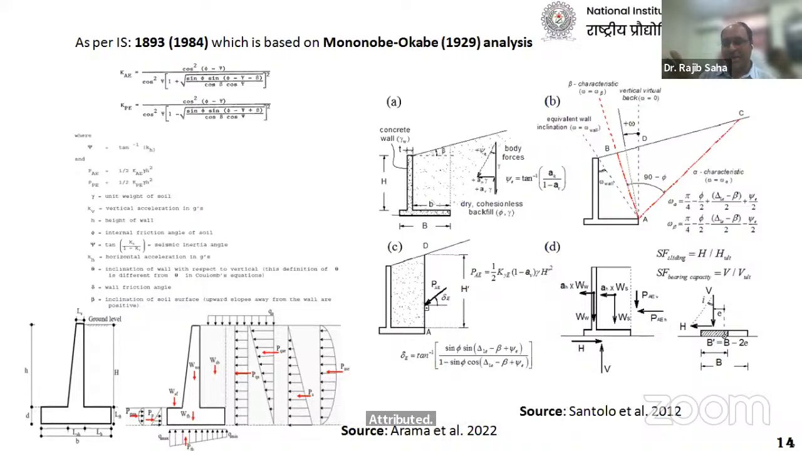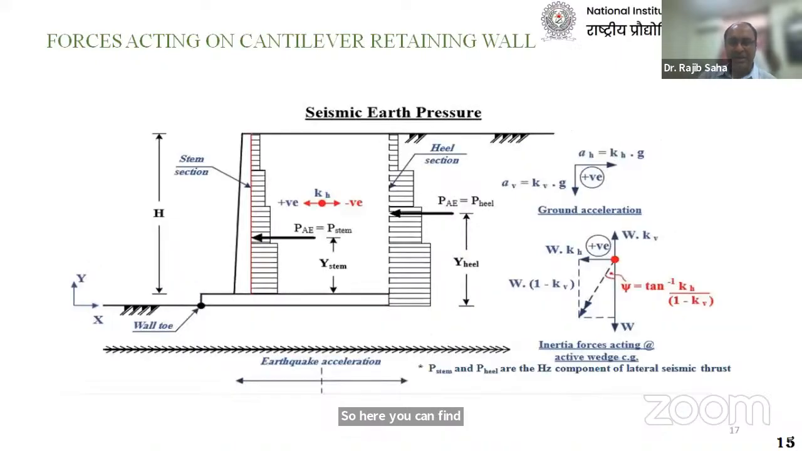Now the question is how we are going to consider the seismic force. The present code suggests the equivalent static loading. For an earthquake acceleration, we have acceleration in the horizontal direction, and we are generally recording the vertical direction as well. So in the next slide you can find W into KH and W into KV. These two components of forces are being taken into consideration.